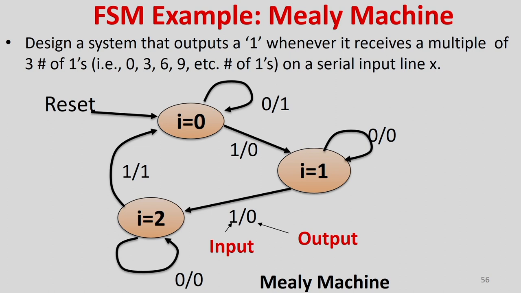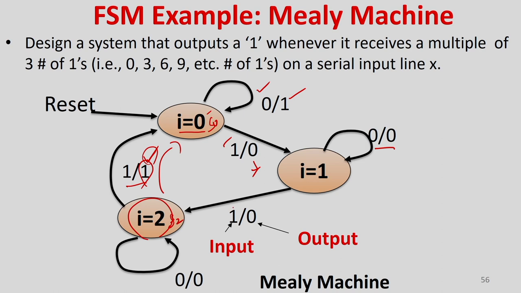If you want to design a Mealy machine, we have counted how many ones, and if you get a 0, you are still in the same state and you output a 1 immediately. If you get a 1, then you output 0, because this is not a multiple of 3. If you are in state S2 and you get a 1 input, you go to S0, which means a multiple of 3 ones, and you output a 1. So in the arc itself you encode the output. Once you see the input, you decide what needs to be output; it is more reactive.